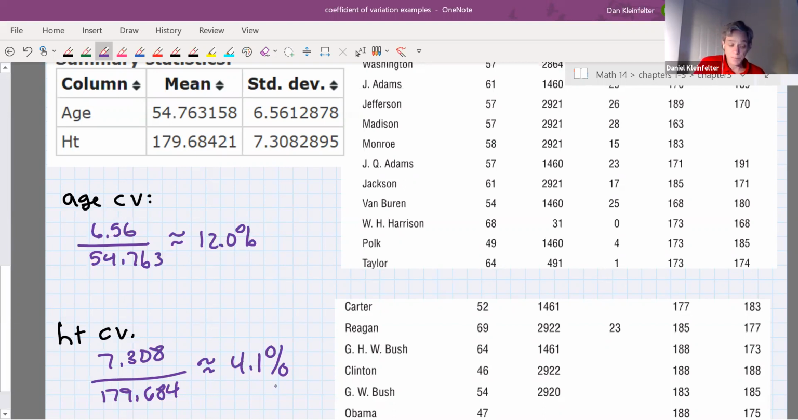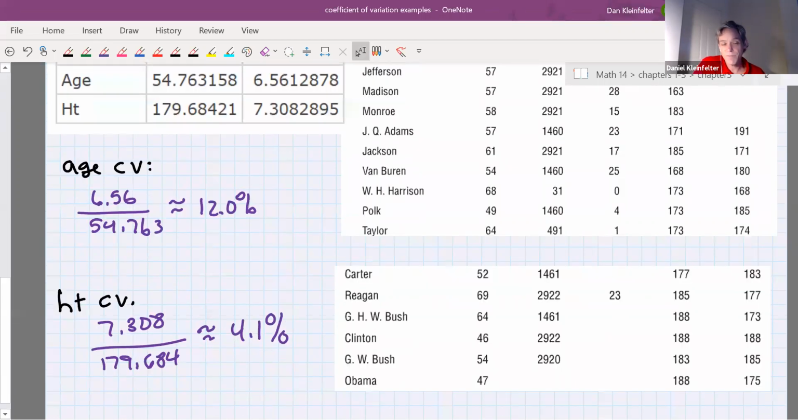I think that there are younger presidents and older presidents, especially over the life of our country. But I think that people are less likely to tolerate variations in people's heights. But that's just my opinion.